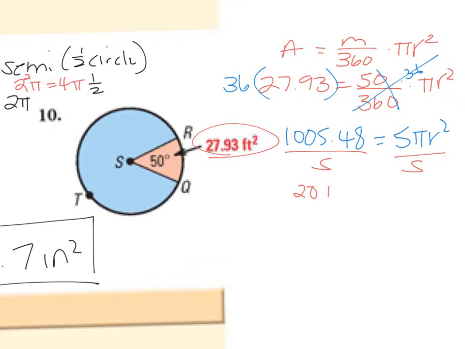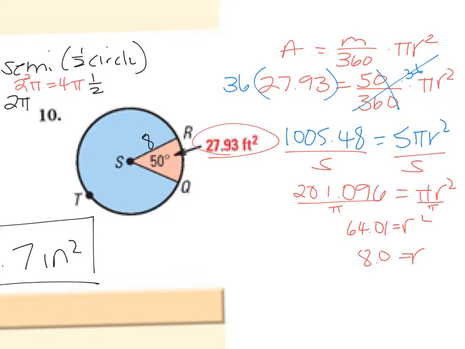I get 201.096 equals pi r squared. Divide it by pi. R squared is 64.01, and then square root it. R is 8.00006, so we're going to say that's 8. So that's the radius. It still wants the blue area, right?